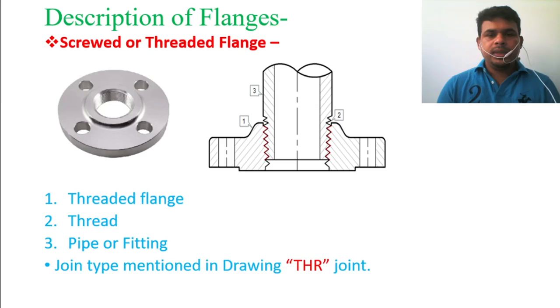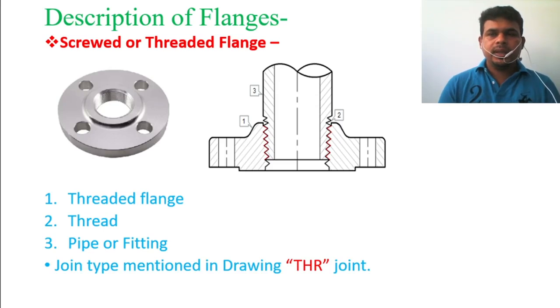The joint type mentioned in the drawing is THR. So for this type of joint, if you see the isometric drawing or spool drawing, we can see THR is mentioned there. If you see THR, you should be able to understand this is the thread type of joint. There is no welding required.